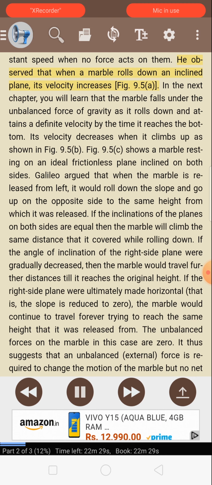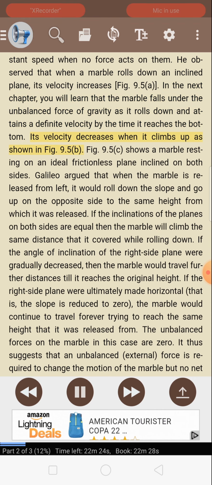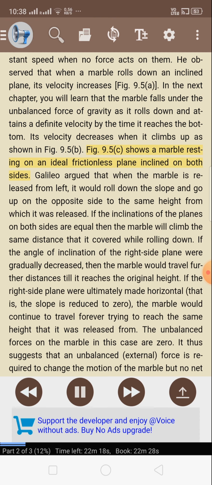Figure 9.5. In the next chapter, you will learn that the marble falls under the unbalanced force of gravity as it rolls down and attains a definite velocity by the time it reaches the bottom. Its velocity decreases when it climbs up, as shown in figure 9.5b. Figure 9.5c shows a marble resting on an ideal frictionless plane inclined on both sides.